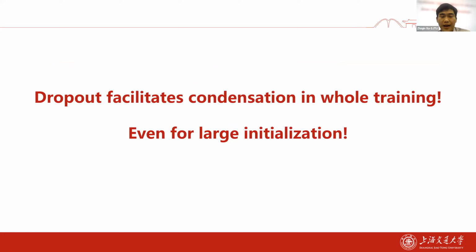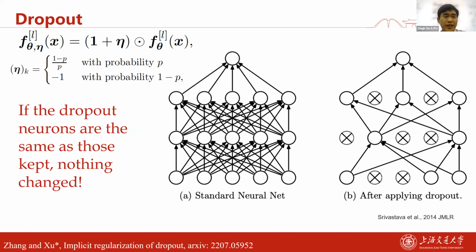So can we find a way to get a condensed result and also have faster training? That is dropout. We found that the dropout training technique can facilitate condensation in the whole training, even for very large initialization. So here is the meaning of dropout. For a neural network during training, at each training epoch, we randomly mask some neurons. For example, we mask these two at this epoch, but in another epoch we may mask another two neurons. So neurons are randomly masked. And to keep the output stable, once we mask some neurons, we amplify the output of the remaining neurons. For example, if you mask half of the neurons, you double the output of the remaining half. So this is the idea of dropout.